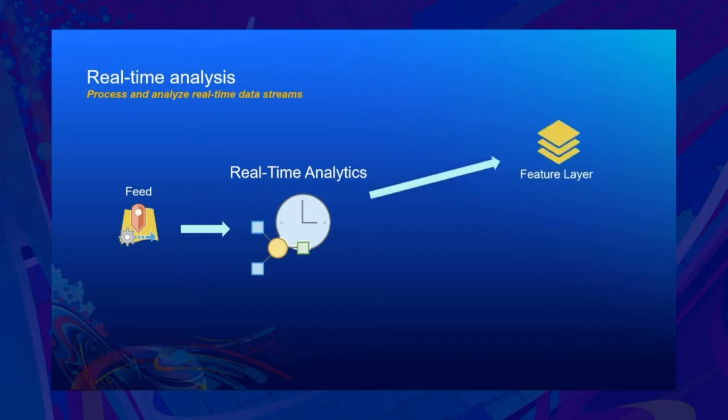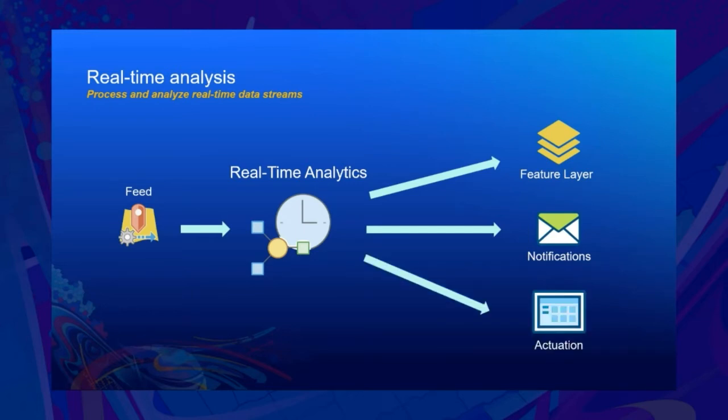You might store sensor observations over time to a feature layer. You can choose how long you want to store data for and whether you want to keep every observation or just the most recent for each track entity. You can also send notifications and alerts when particular incidents arise. And you can also send commands and triggers to external systems to trigger behavior.